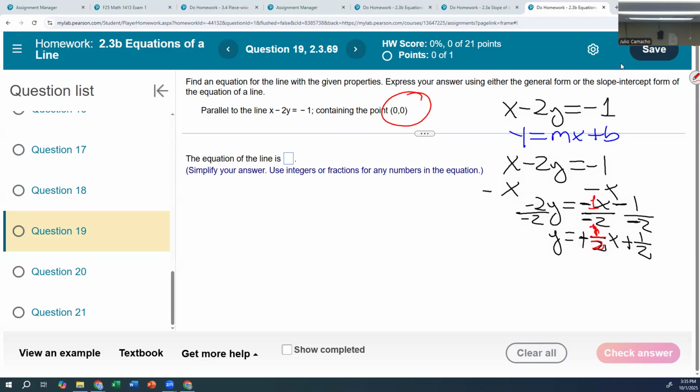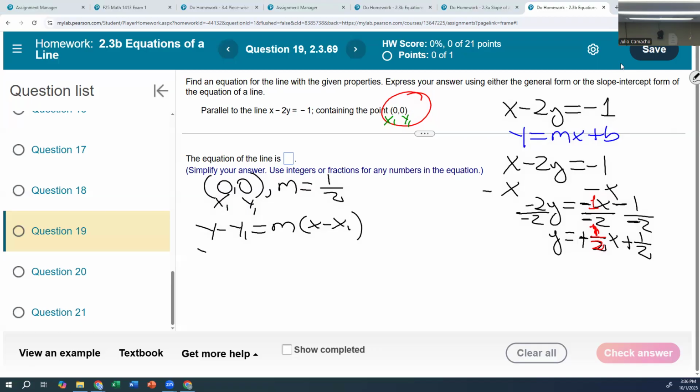I can label 0 as x1 and the other 0 as y1. And I will use the point-slope equation. I have the slope 1/2, and the point I have is 0, 0. That is my x1, my y1, and my slope is equal to positive 1/2. And the equation is y minus y1 is equal to m times x minus x1.